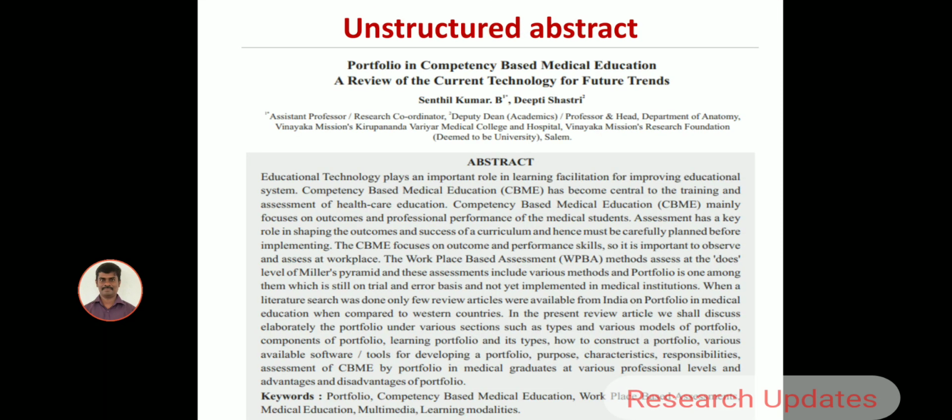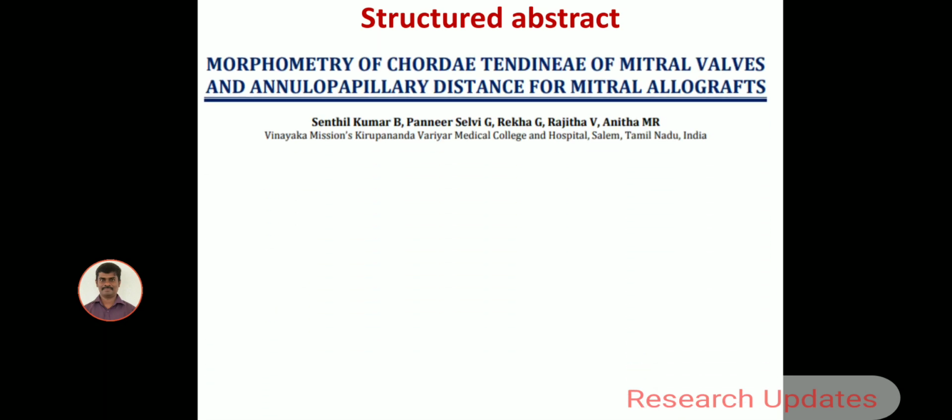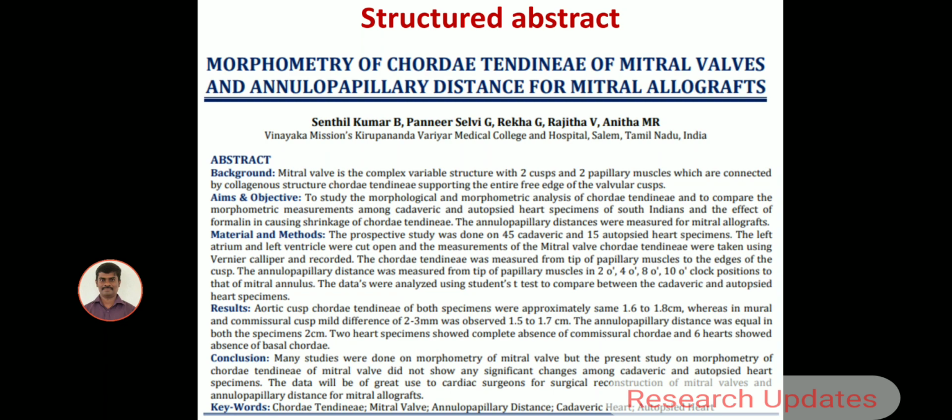Where you can see the unstructured abstract, which will not have specifically the headings of introduction, materials, methods, results, conclusion. It is just a paragraph that gives you an idea about a particular topic. Whereas in a structured abstract, I am giving you an example. This is also one of my publications, where the structured abstract includes background, aim and objective, materials and methods, results, conclusion. These are the 5 headings which have to be covered in a structured abstract.